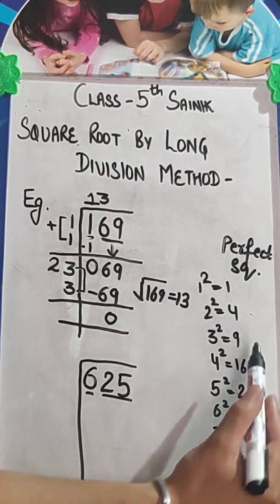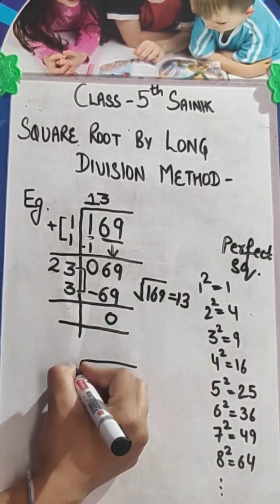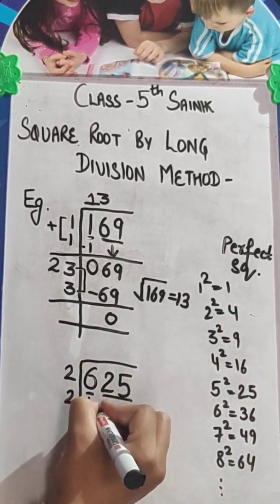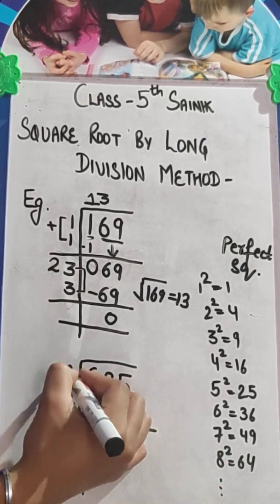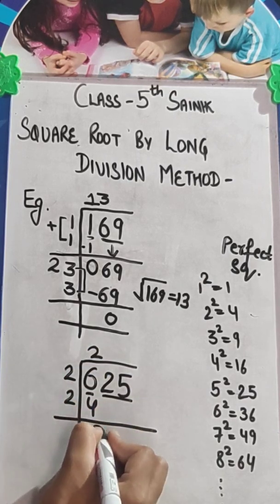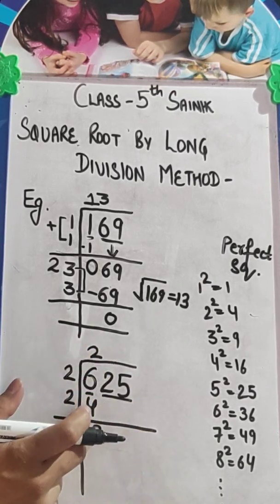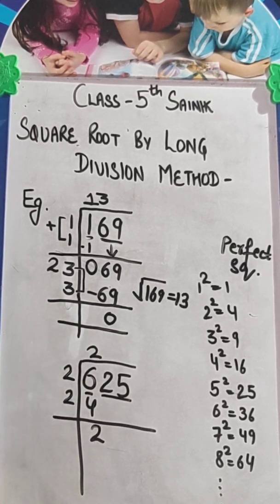3 into 3 is 9. 9 is greater than 6. So we have to take 2 into 2, that is 4. I am taking here 2 into 2 is 4. So from these two I have to write 2 here. Subtract them. What will we get? 6 minus 4 is 2. After subtracting this, we will get 2 here.